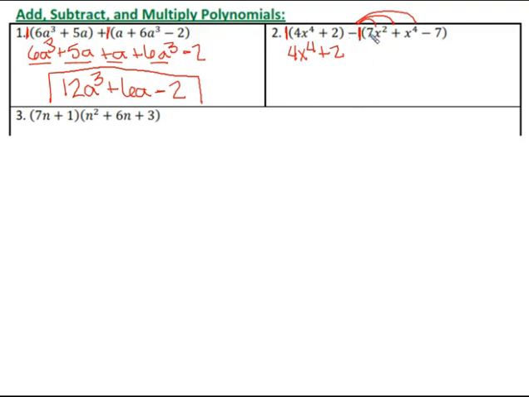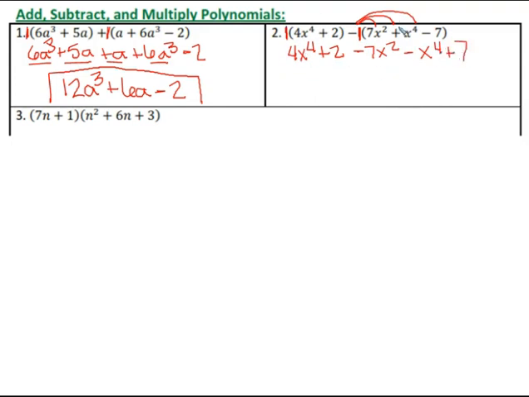So we have to be careful with subtraction because all of these signs are going to change once we bring in that, that should be a minus, once we bring in that negative 1. I almost fell victim right there, but I caught myself. So all the signs change.